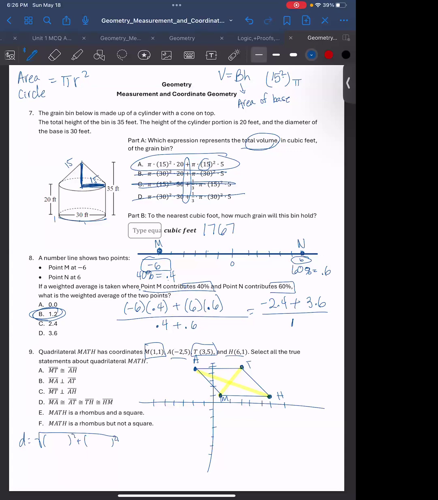So that's going to be -2 minus 6 plus 5 minus 1. So this one is AH. And then we're going to have here MT. MT is going to be 1 minus 3 squared plus 1 minus 5 squared. So when I put these in my calculator, I get what?